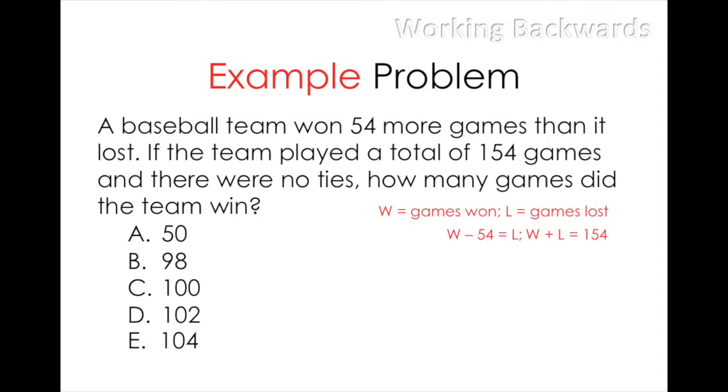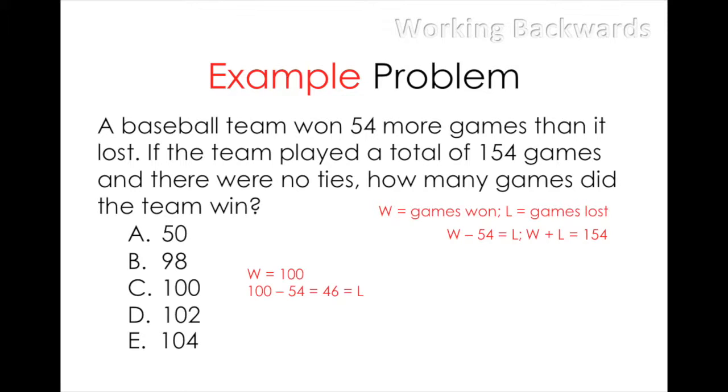I start with choice C because it is the middle value. In this case, each answer is representing the amount of games won. I know this by rereading the question. As you can see, it is asking about the amount of winning games. This means that I should make W, or games won, equal to 100. Subtracting 54 from 100, I will get the total amount of losing games, 46.